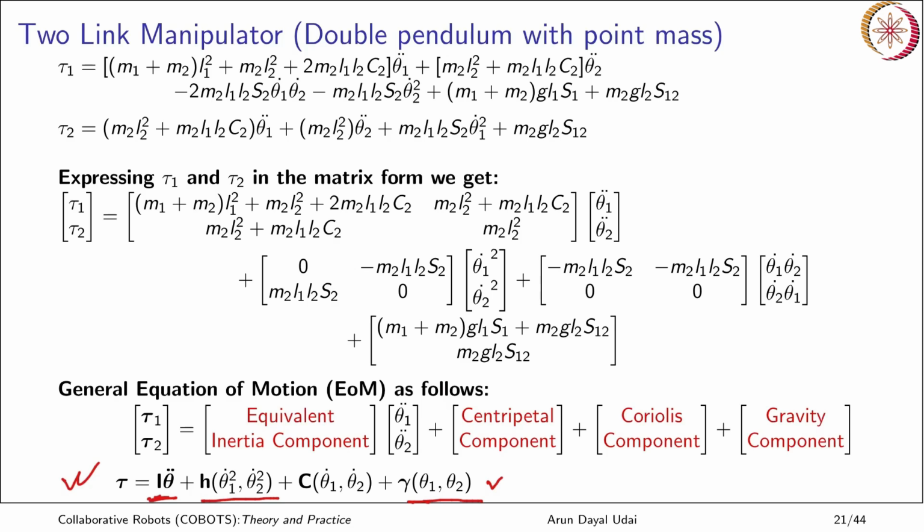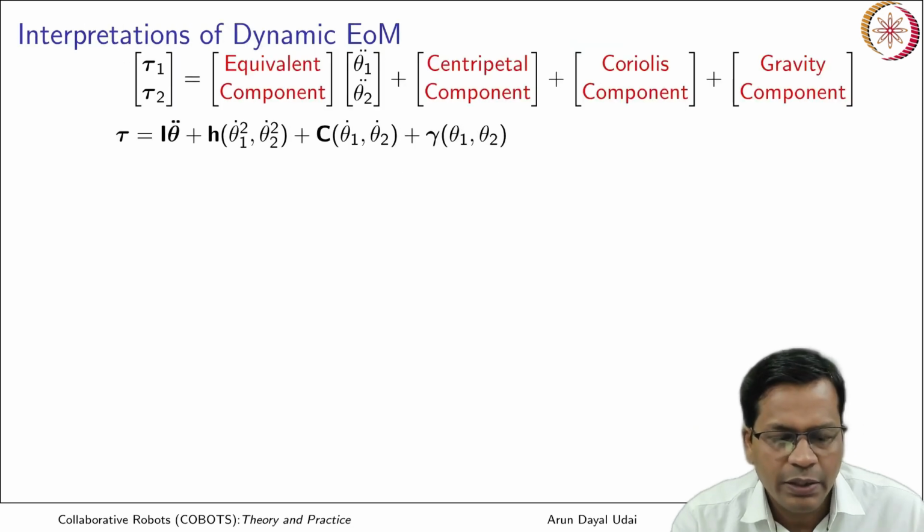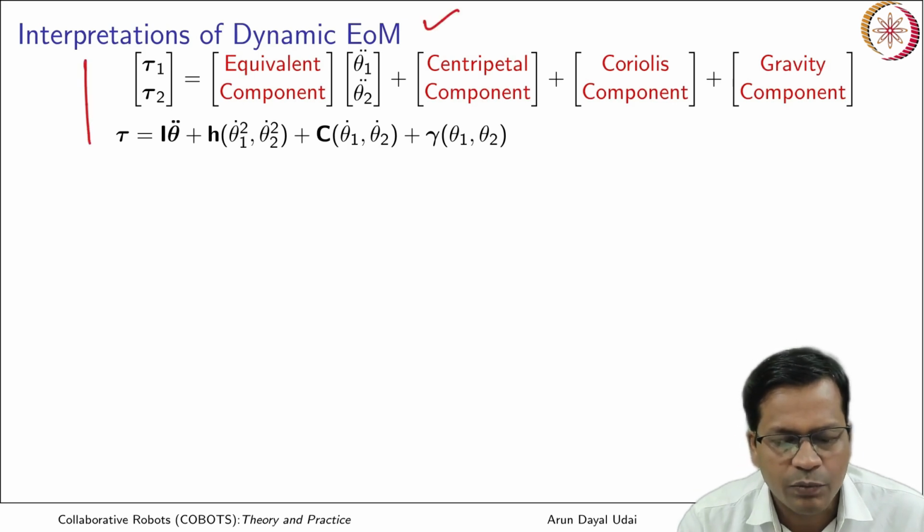In this case all these matrices are 2 cross 2. In case of any general robot of n degrees of freedom, they will be n cross n. So now let me further express it physically. These are some interpretations of the dynamic equation of motion as you have seen.